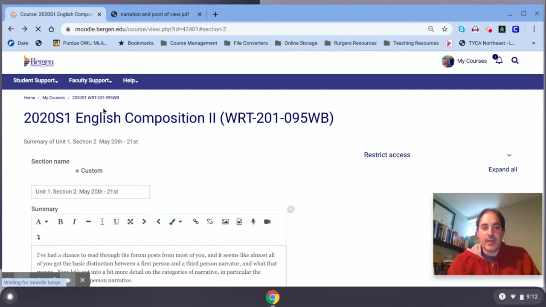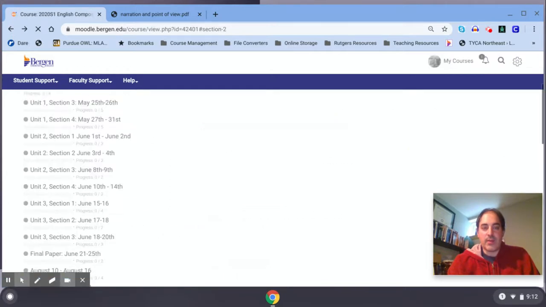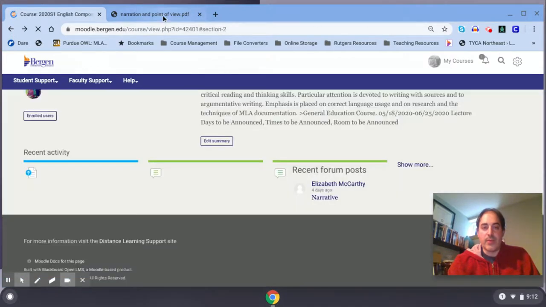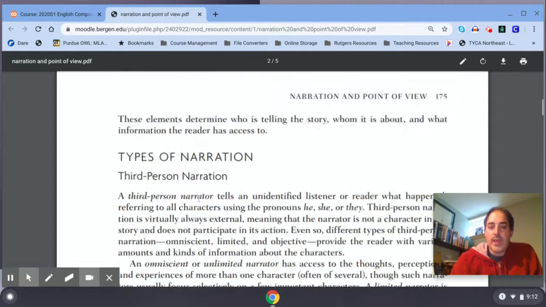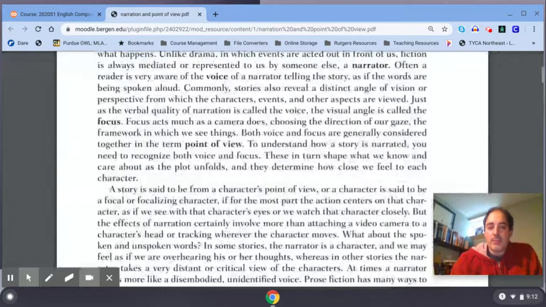But of course, I did give you this handout on narration and point of view, which is actually an excerpt from the usual textbook for this class, which is the Norton Introduction to Literature. Hopefully you got a chance to look at this because it does give you the basics, the key information you need to think about narrative voice.